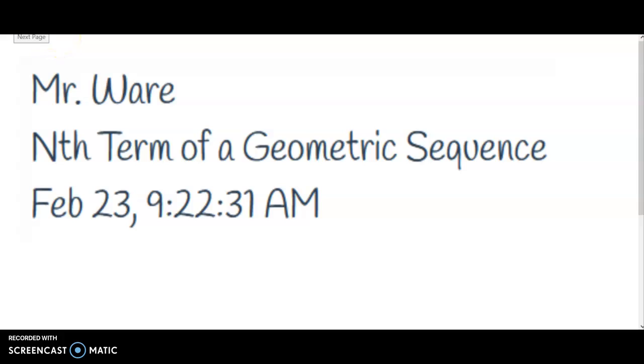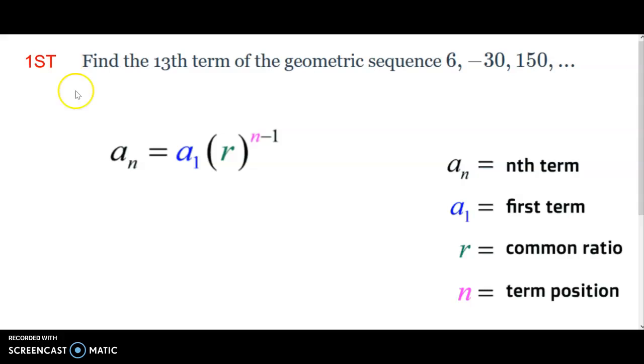Ware's videos, and today we're looking at the nth term of a geometric sequence. So let's begin. Alright, so this is similar to arithmetic sequence. We have a sequence here. It says to find the 13th term of the geometric sequence, 6, -30, and 150.